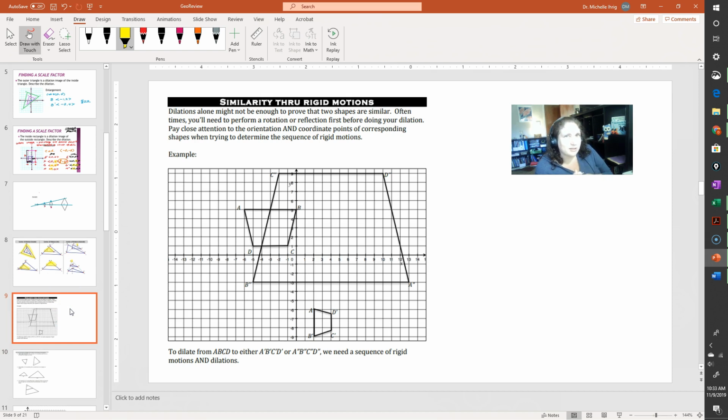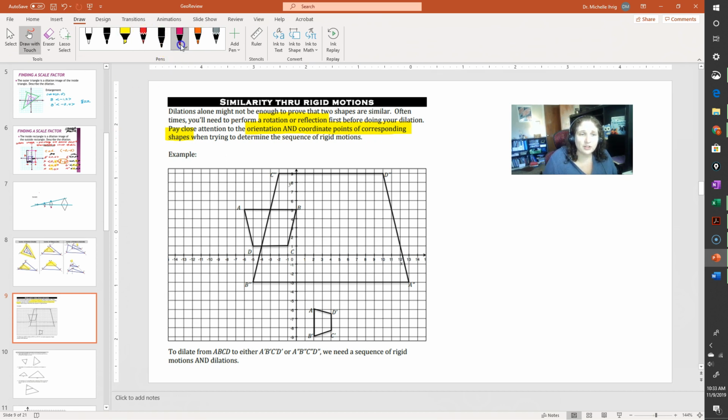The other thing you have to remember is dilations don't always happen beautifully. Sometimes you actually have to mix transformations. So you might have a dilation, but you might also have a rotation, a reflection, or a translation. Dilations alone might not be enough to prove that two shapes are similar. Oftentimes you'll need to perform a rotation or reflection before you do your dilation. Pay close attention to the orientation and coordinate points of the corresponding shapes when you try to determine the sequence of rigid motions. So let's take a look here.